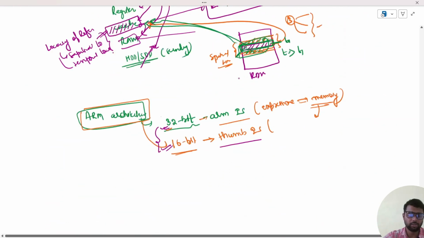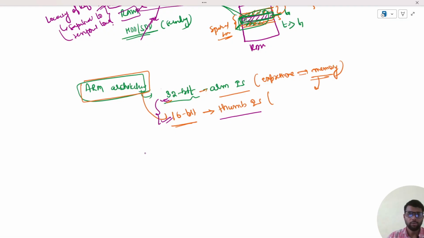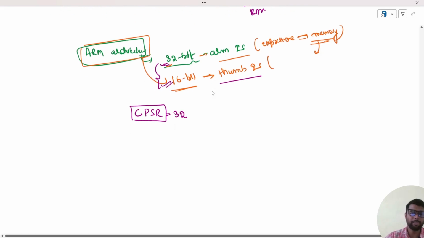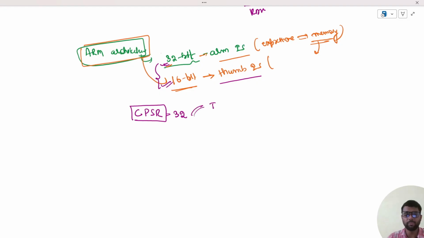So now let us see some detail on it. There is a current program status register, CPSR, which is of 32 bits. Among these 32 bits, one of the bits is the T bit. These 32 bits can be categorized into three parts. One is called the mode bits, another the control bits, and another the conditional flag bits.